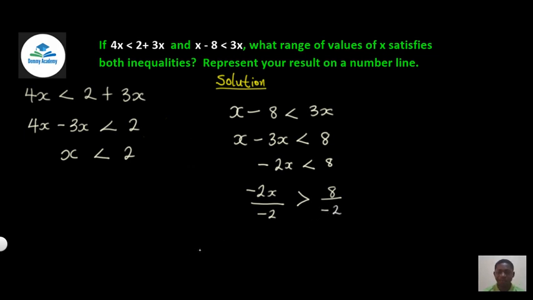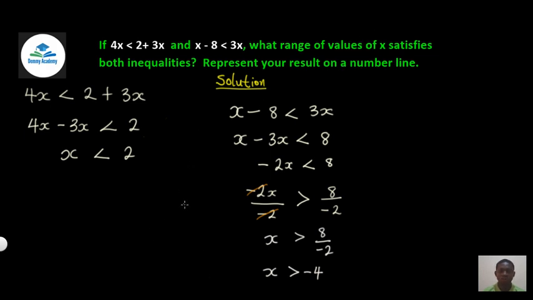The negatives cancel out, the 2s cancel out. So here we can say x will be greater than 8 divided by negative 2. Then x will be greater than negative 4. So now we have this value and this value, still the same x. What next is to combine them together.